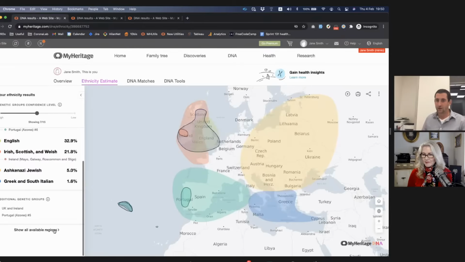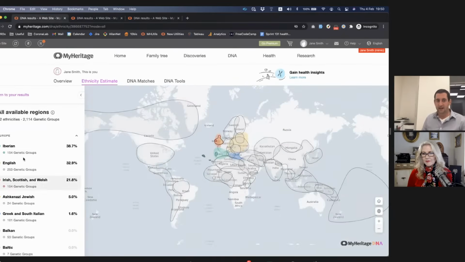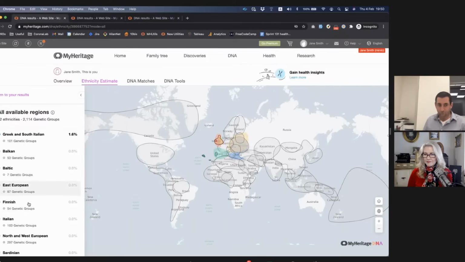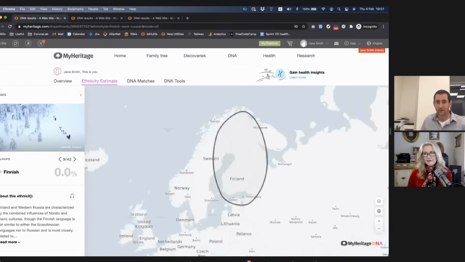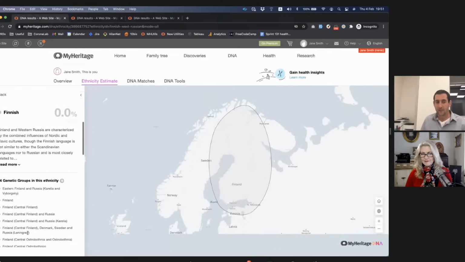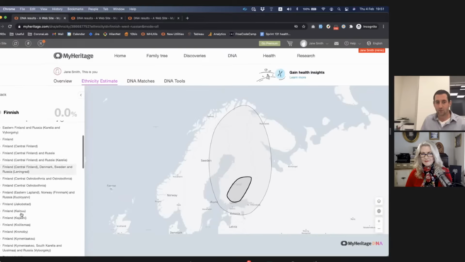And when you click on that, you will see all of the ethnicities and the genetic groups that we have. So you can see we have 42 ethnicities today, with 2,114 genetic groups. And for example, I don't have any Finnish in my ethnicity, in Jane's case, but we were able to find 54 genetic groups from Finland. And if I drill down to Finland and look at this area, they will all be listed here. And I can hover over them as I go by, and you can see where they are.